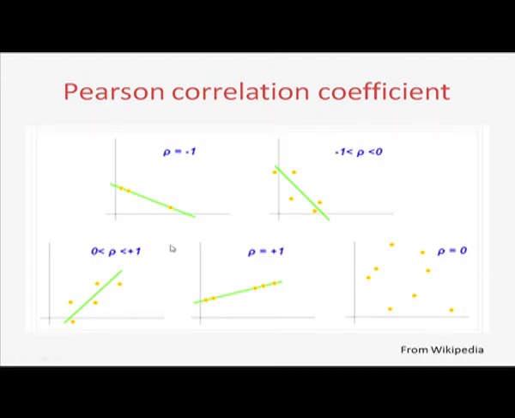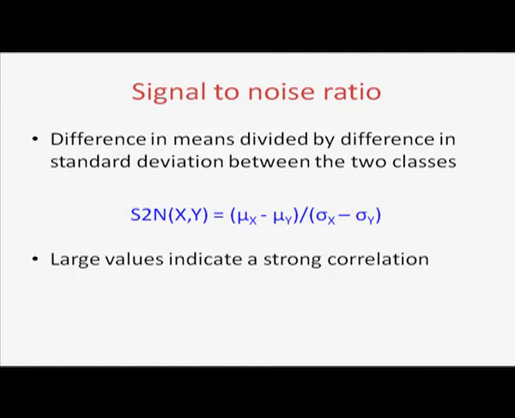This slide illustrates some points x and y, and for these points correlation is -1. For these points correlation is between 0 and -1. For these points correlation is between 0 and +1. For these points correlation is +1, and for these points correlation is 0. So that is Pearson correlation coefficient.